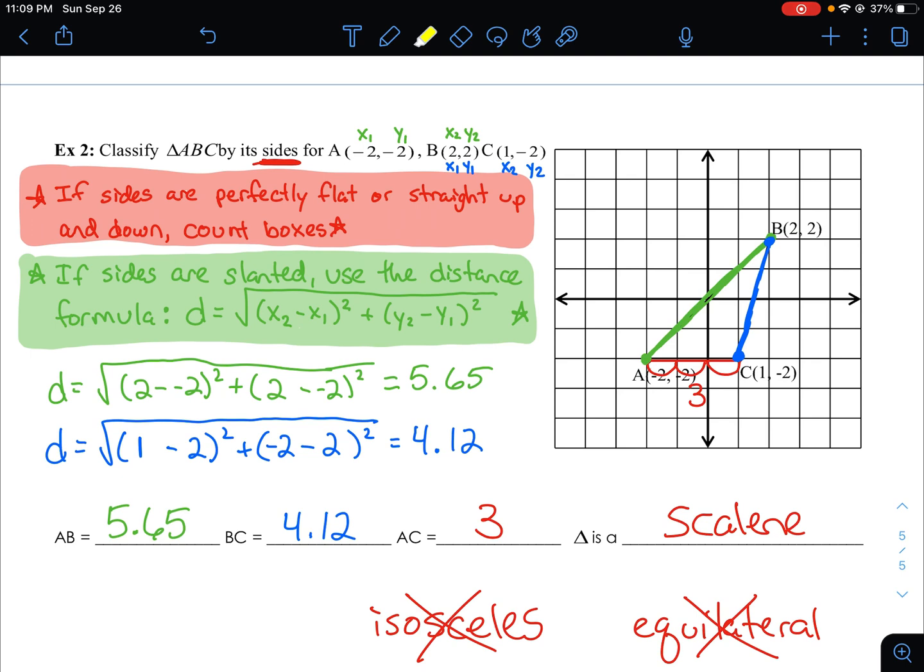However, if they're not perfectly flat or not perfectly straight up and down, now we go back to using our distance formula, which we learned last unit. So if sides are slanted, we use the distance formula, and that's written there as a reminder. D equals the square root of x2 minus x1 squared plus y2 minus y1 squared.